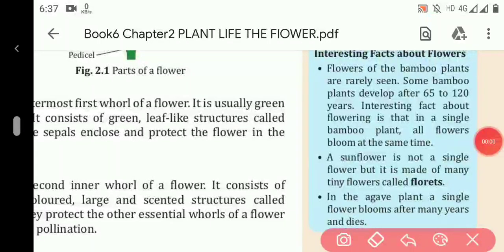Some more facts are given here. Flowers of the bamboo plant are rarely seen. Some bamboo plants flower after 65 to 120 years, and the interesting fact about flowering is that in a single bamboo plant, all the flowers bloom at the same time. A sunflower is not a single flower, but it is made of many tiny, small flowers, which are known as florets. Third one, in the agave plant, a single flower blooms after many years and dies.